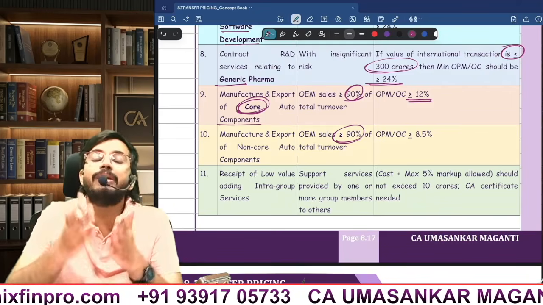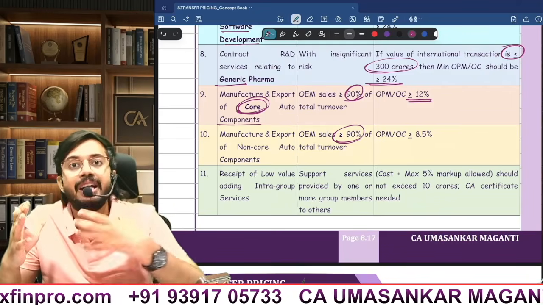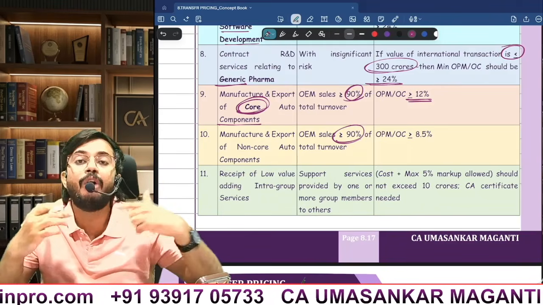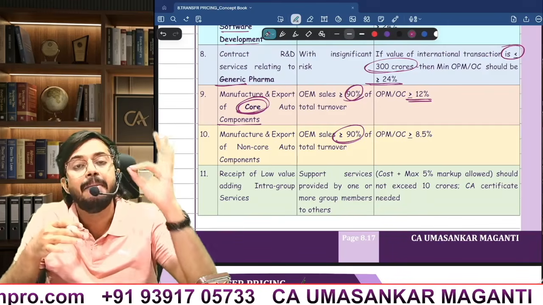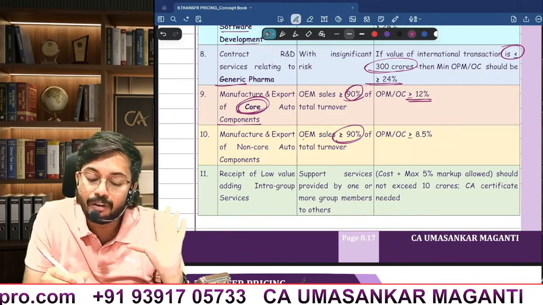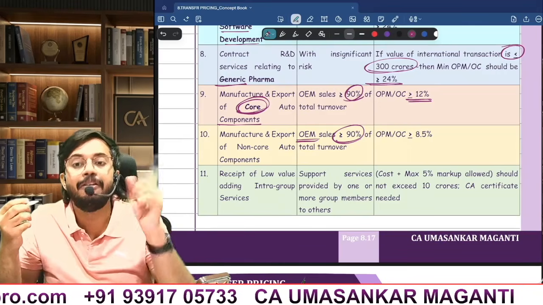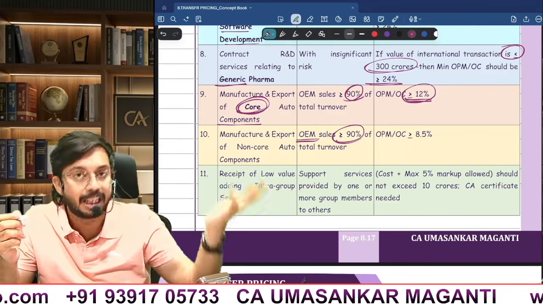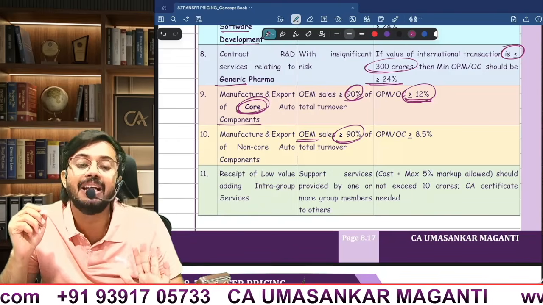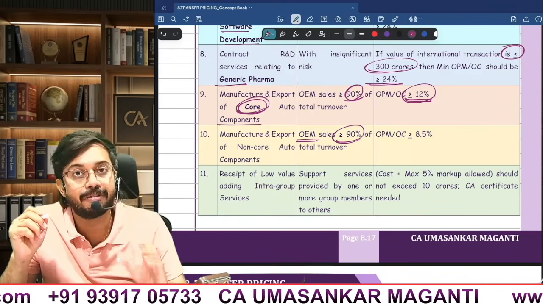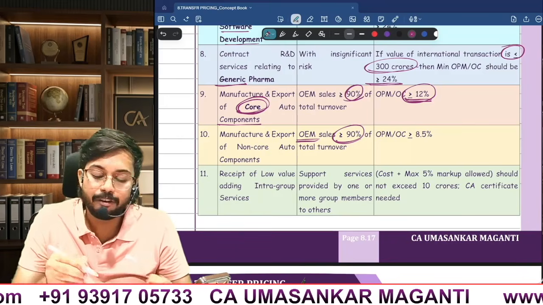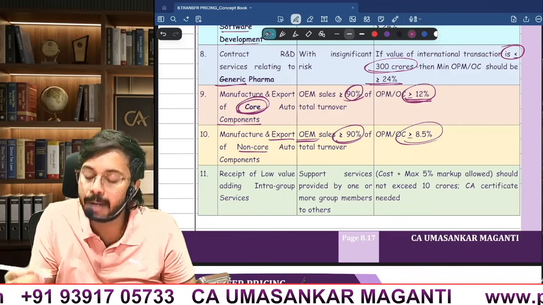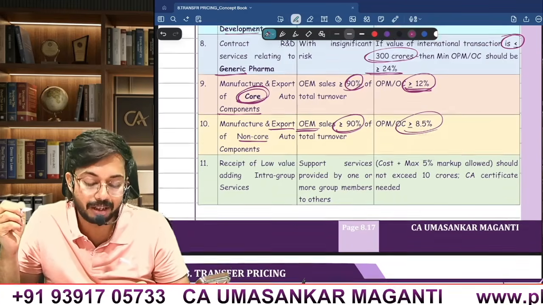Then only safe harbor rules are applicable. So whenever an Indian company exports core automobile components, out of total turnover of the Indian company, minimum 90% of turnover should be original equipment sales. Then if you maintain a 12% margin for those core automobile components exports, your price will be taken as arm's length price. Are you able to understand? Safe harbor rules are applicable. And if you export non-core automobile components, minimum you have to maintain an 8.5% margin. Are you able to understand?